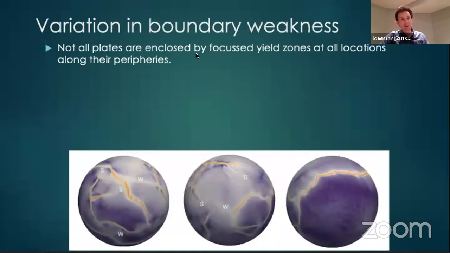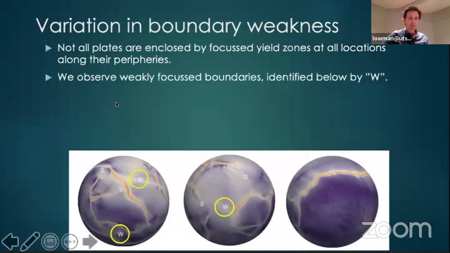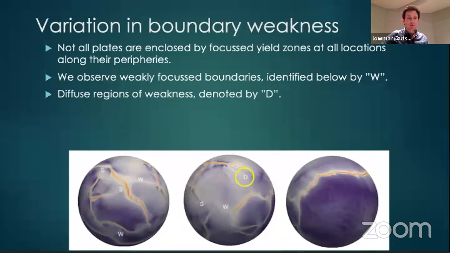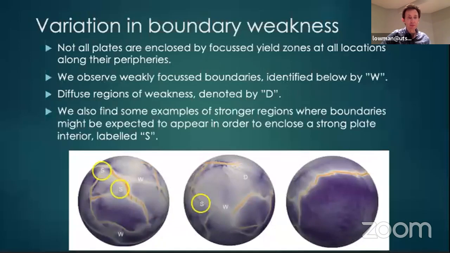We do note that not all the plates are enclosed by focused yield zones at all locations along their peripheries. We observe weakly focused boundaries identified below by a W, diffuse regions of weakness denoted here with a D, and we also find some examples of stronger regions where boundaries might be expected to appear in order to enclose a strong plate interior, and we've labeled those S on the figure.